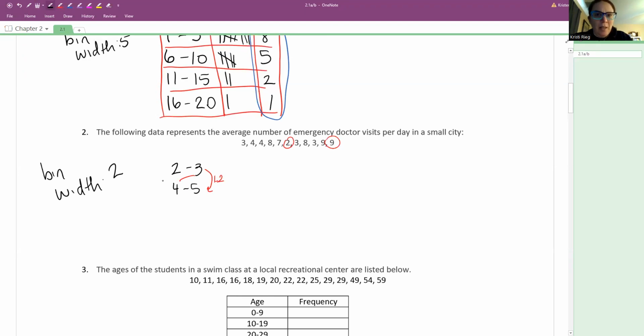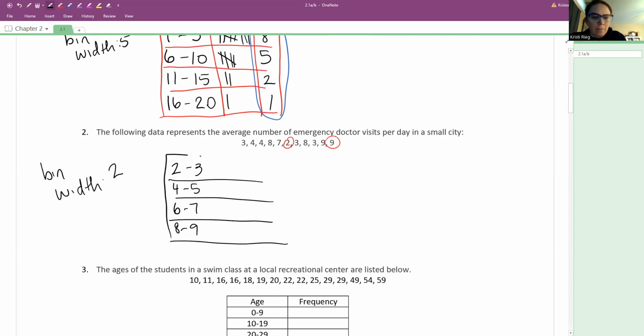And then once you do this a couple times, you get the pattern. 6 and 7, 8 and 9. And I'm going to stop there at 9 because that's my biggest number. I don't need to go any farther. If I did go farther, I would just end up with a bunch of rows that had zeros in them, which is not helpful. Okay, so we have all of these numbers here. I'm going to make my tallies and then write my final answers. So tally and then frequency.